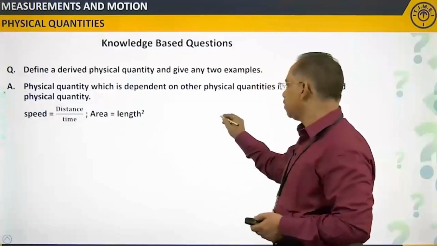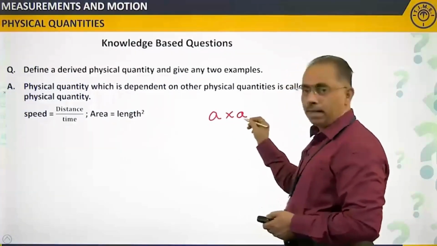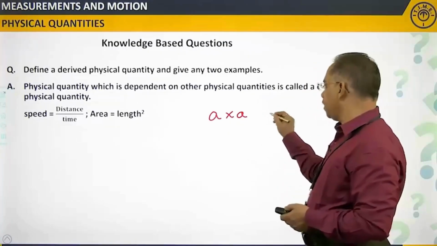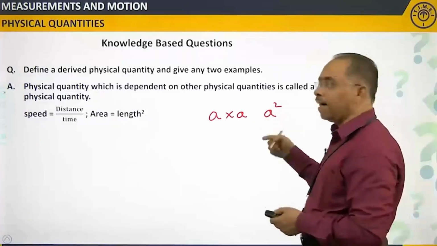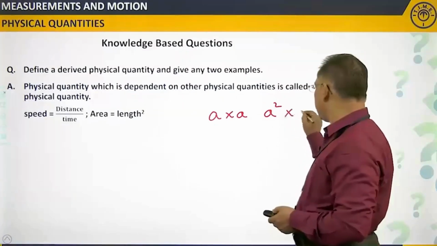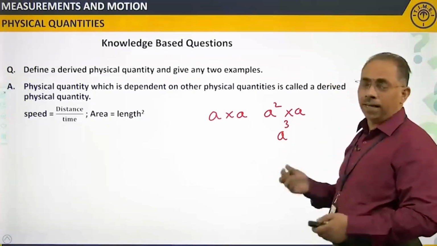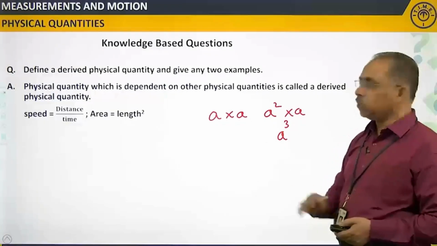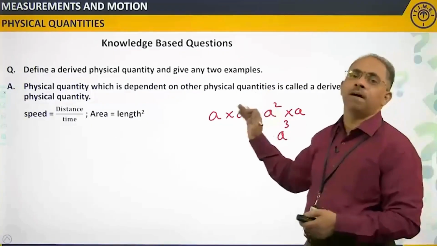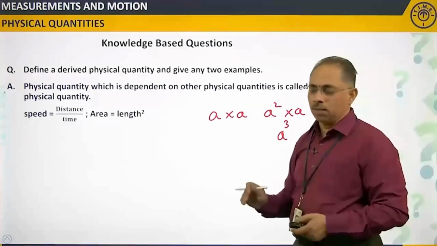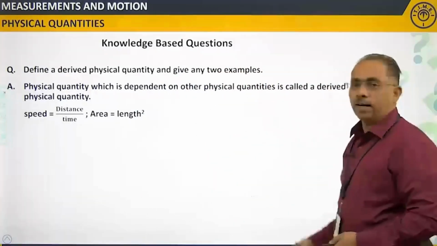Suppose I take a number A. If I multiply A with A, it is A power 2, which is called A square. Similarly, if I multiply with another A, A square into A, this will be A power 3, which is called A cube. Is it clear? Whatever the power, how many times you are multiplying, that will be the power of that particular quantity. Hope this point is clear for you. Now, let us move on to the next question.